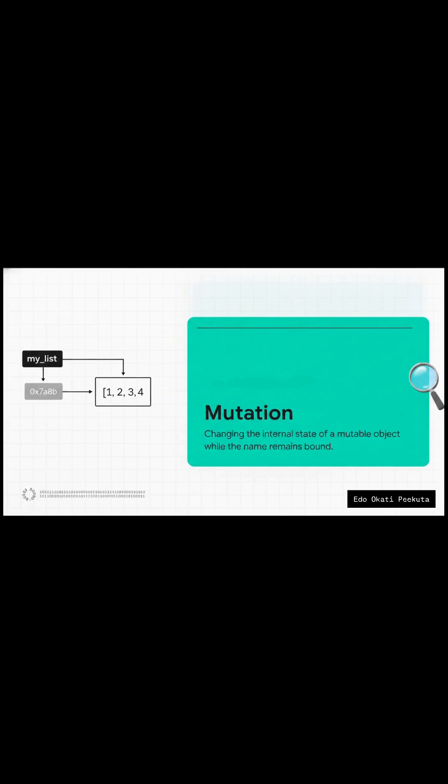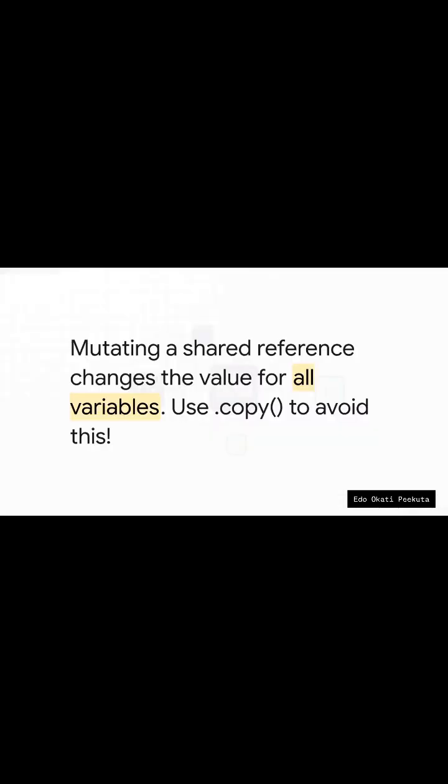For example, if we append a new number to an existing list, the memory address doesn't change, the arrow doesn't move. Instead, the object itself simply expands right there in place. And guys, here is a massive bug alert. This catches almost every single Python beginner.